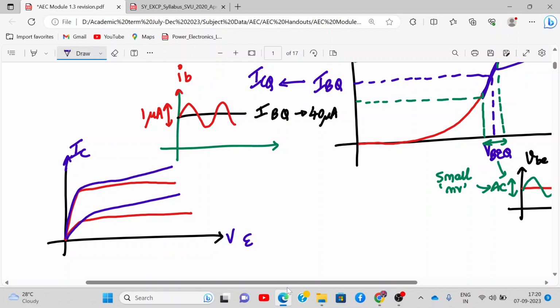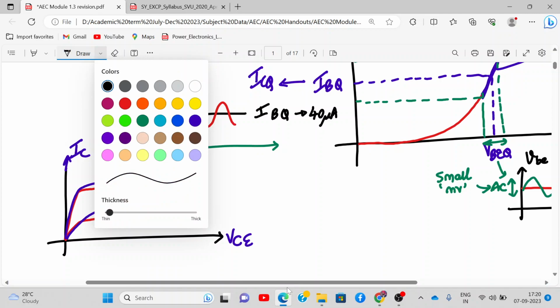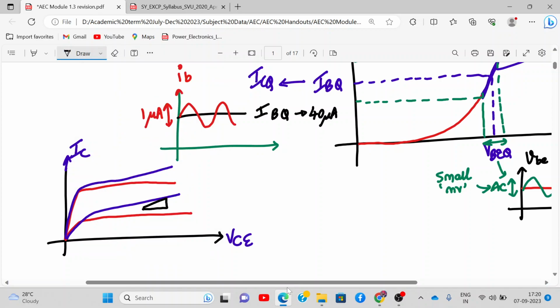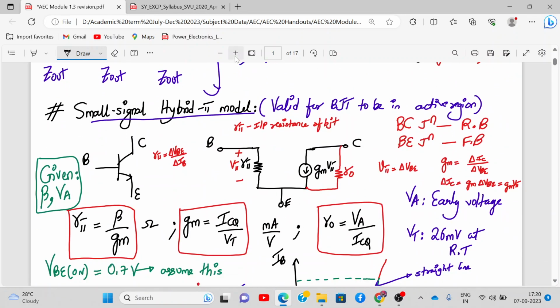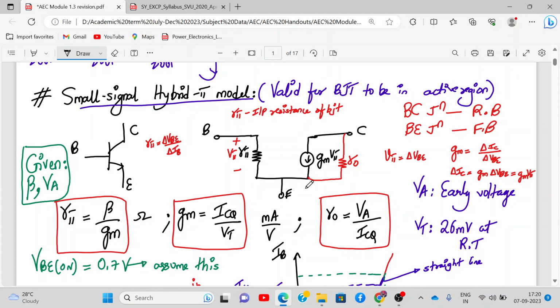So there is a slope to this curve, and this slope is determining my RO. RO was actually given by delta VCE upon delta IC, that is, small changes in collector to emitter voltage divided by small changes in IC. So this was RO. That means every quantity in this small signal hybrid pi model represents small changes in its values. Now you have understood the theory behind the hybrid pi model.